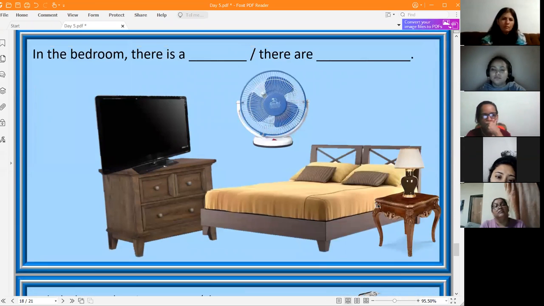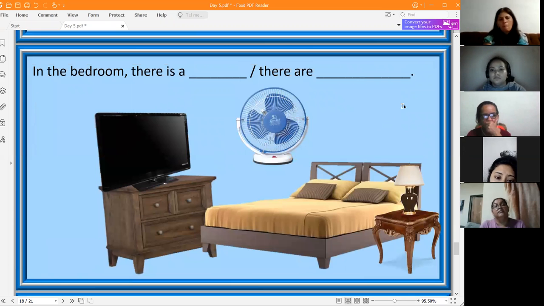Now let's look at the bedroom. What's in the bedroom? There is a smart TV. There is a bed. There is a fan.